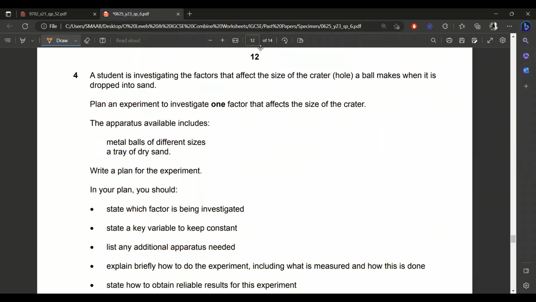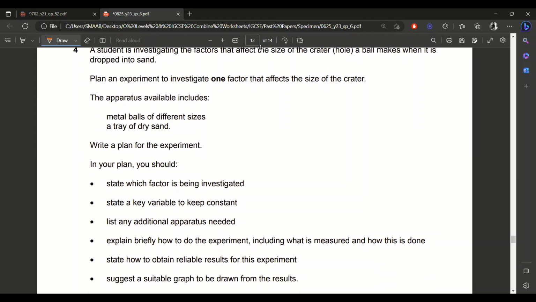The student is investigating the factors that affect the size of the crater hole a ball makes when it is dropped into sand. So we are dropping a ball from a height, and when it strikes the surface of the sand, it will make a hole, right?